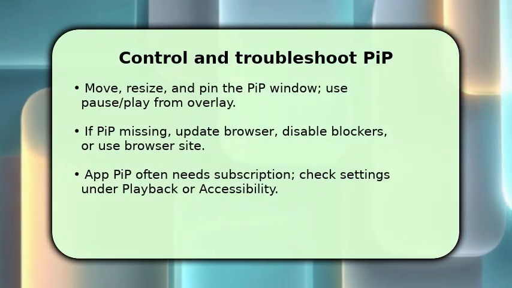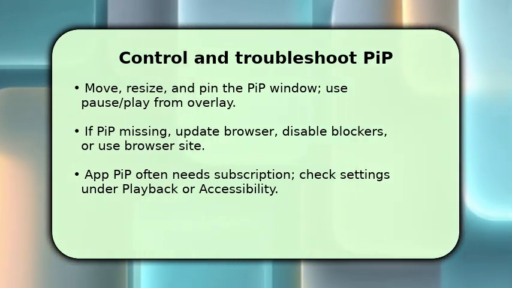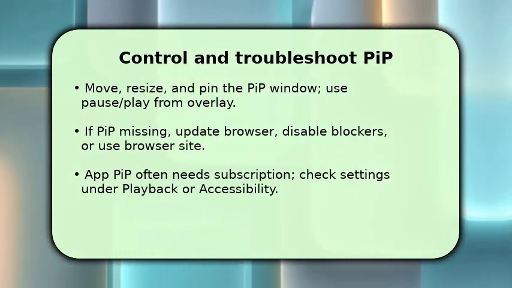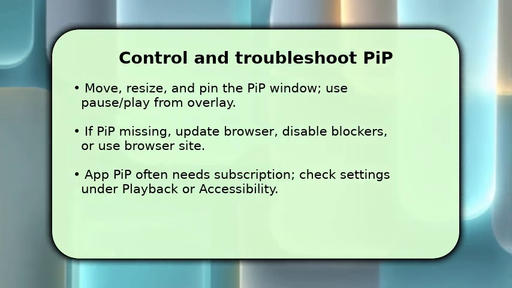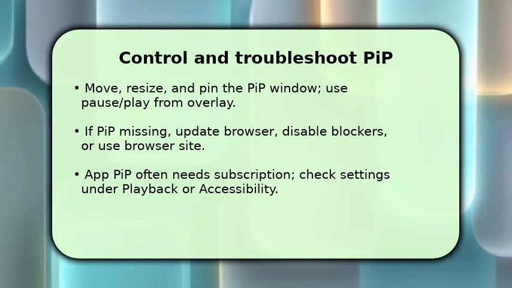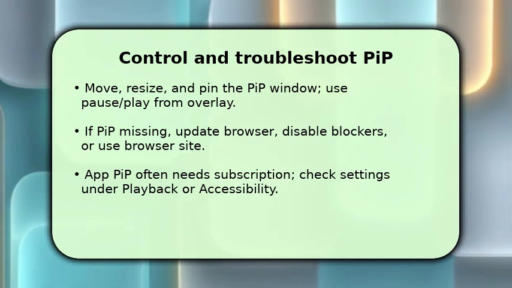You can click the overlay to pause, play, or return the video to the tab. If PiP fails to appear, make sure your browser is up to date. Disable ad blockers or extensions that change video behavior, and reload the page. These steps usually restore the context menu option.